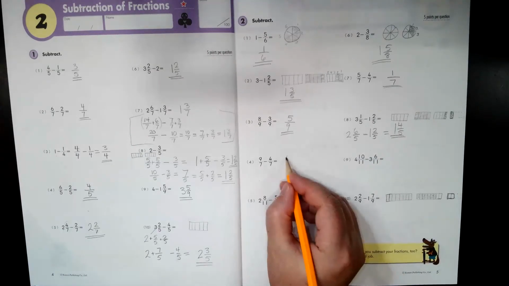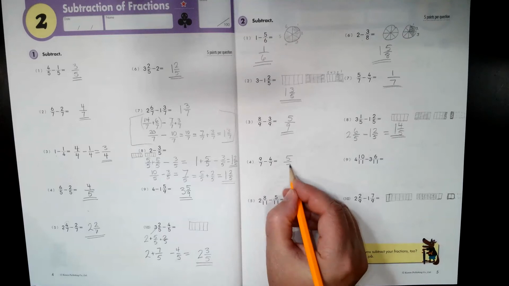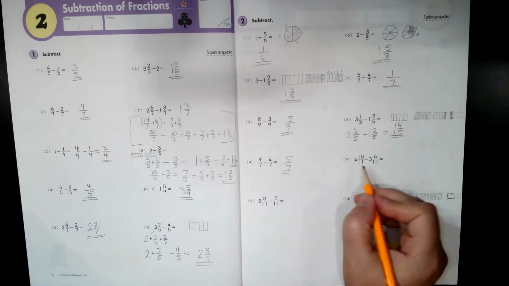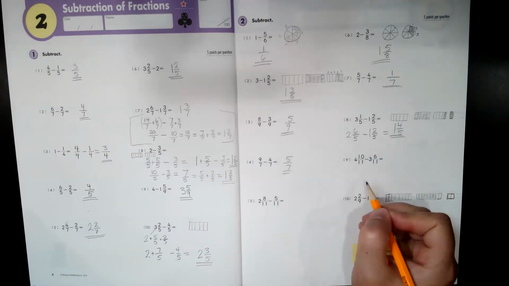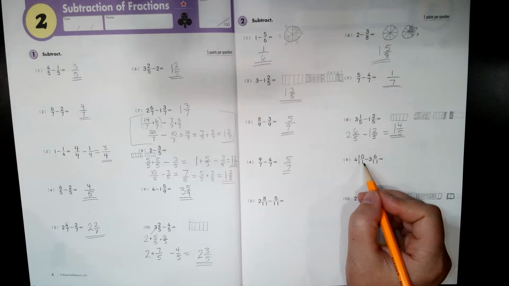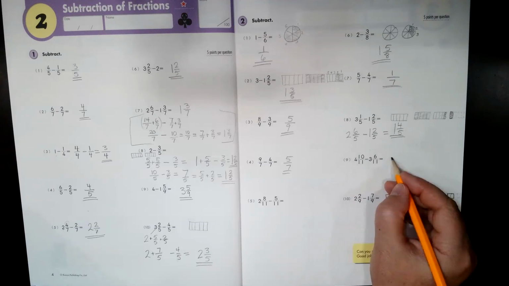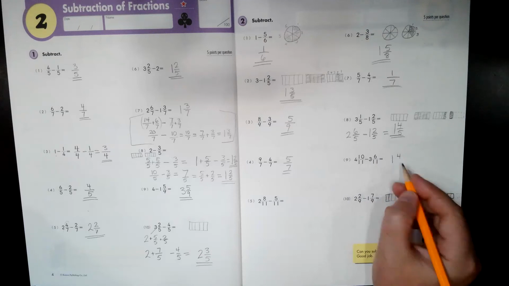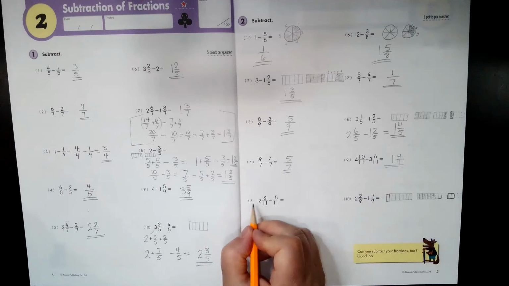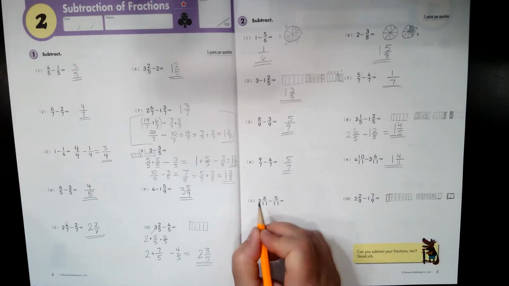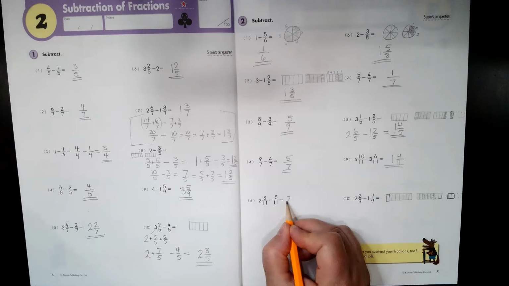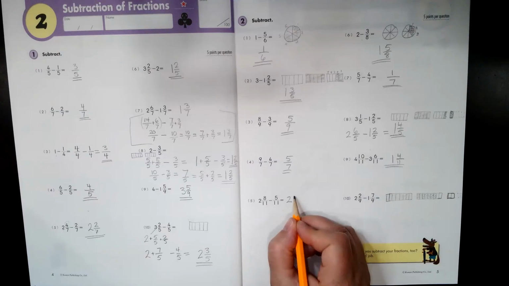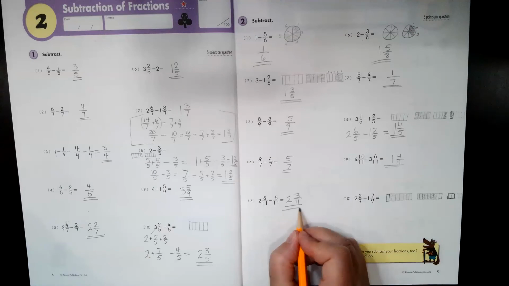9 minus 4 is 5 of 7 parts. Here we have all numbers that work out. There's no converting that would need to happen. So 4 minus 3 is equal to 1, and 10 minus 6 is equal to 4 of 11 parts. And that's the final answer. Same here, nothing we need to fix. So 2 is going to transfer over, and 8 minus 5 is 3 of 11 parts. And that's that final answer.